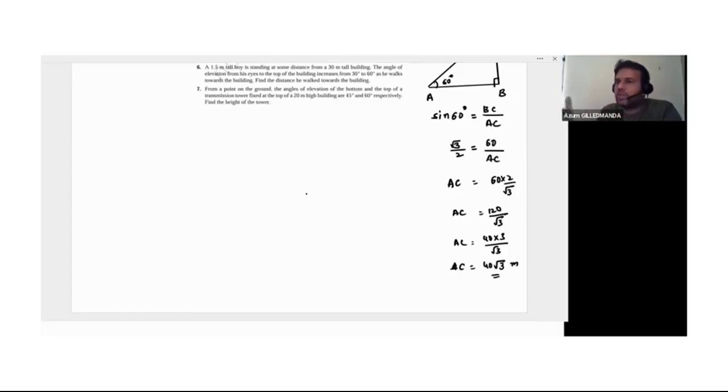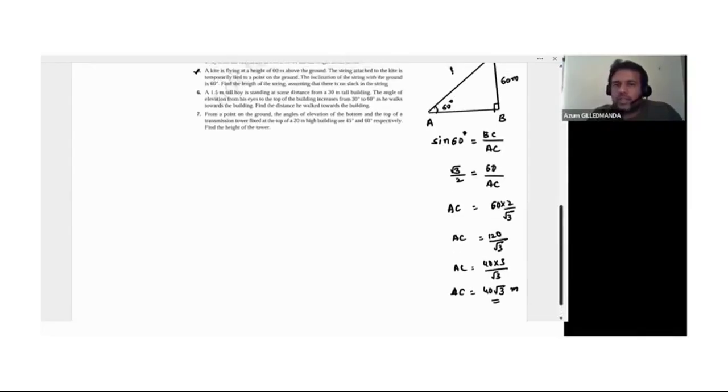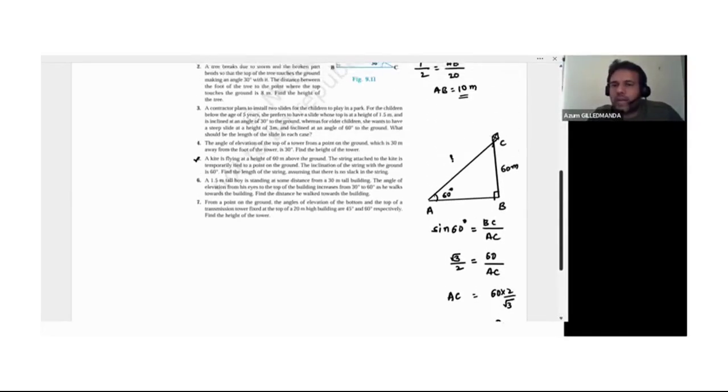So 3 I can split into root 3 into root 3. One root 3 gets cut with the denominator root 3. So it is 40 into root 3 meters. So that is the length of the thread. If they give the value of root 3, that is generally 1.732, you just substitute that value and multiply, and you'll get some value, right?